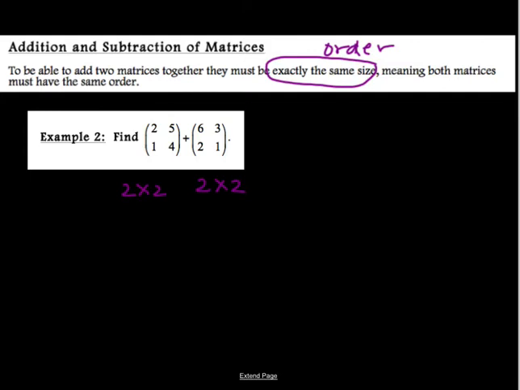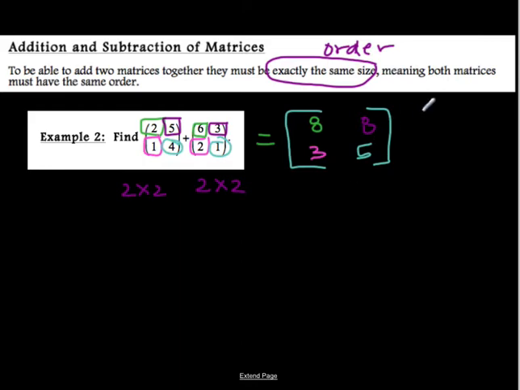Here's how we will add them. You take the elements that are in the same position and add them together. So what's 2 plus 6? Well, 2 plus 6 is 8. Then what is 5 plus 3? Because they're in the same spot, that is also 8. Then I have 1 plus 2, which is 3. And my last one is 4 plus 1, which is 5. So when it's added, the size will stay the same. There is my solution, 8, 8, 3, 5. There's my matrix.